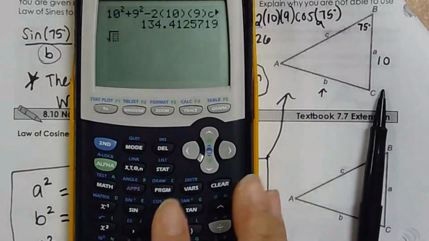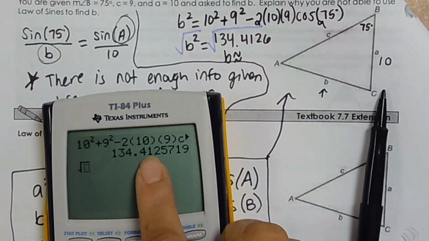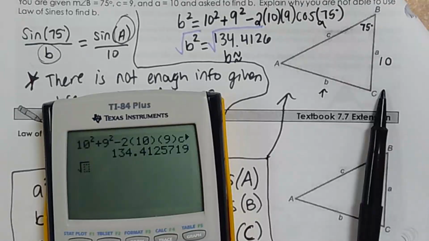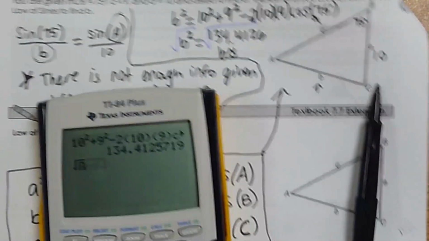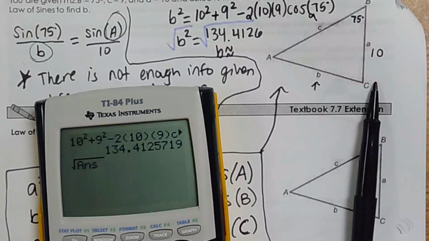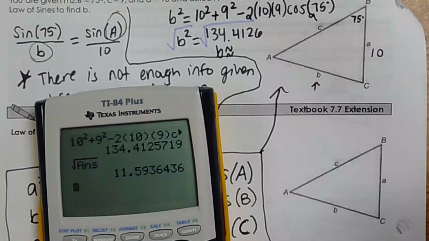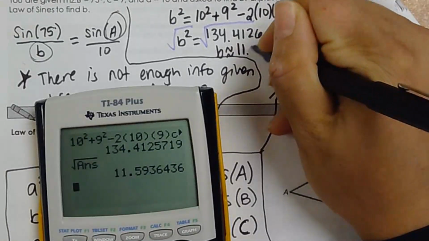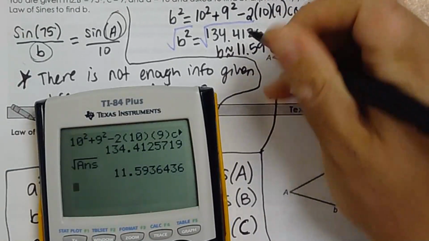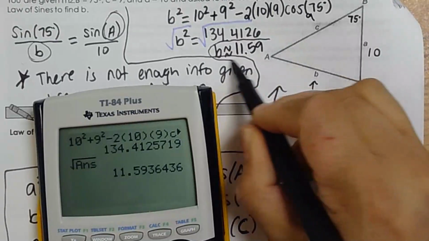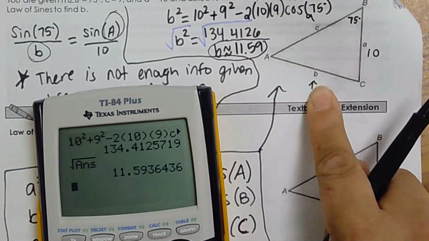Then you're just either copying down 134 point, a couple of numbers after the decimal, or there is this answer key button that makes it a little bit more accurate, but it's up to you if you want to do it that way or just typing in a few of the numbers. So we get 11.59. As long as you're, again, in that range, close to it, that should be fine. But what we just found is the missing side B. Okay, so we're done here.